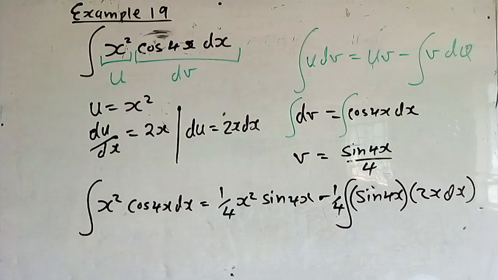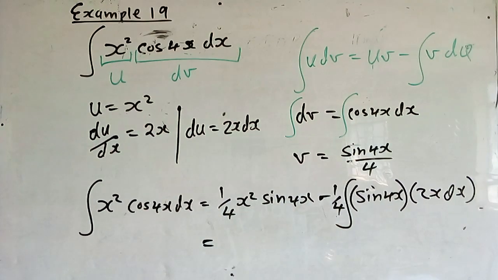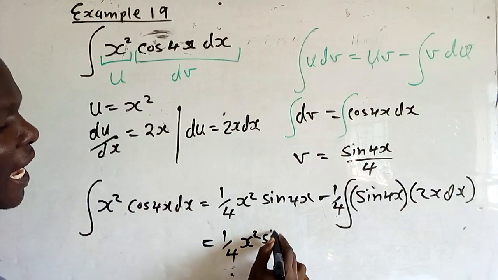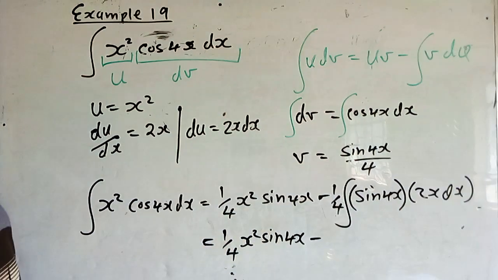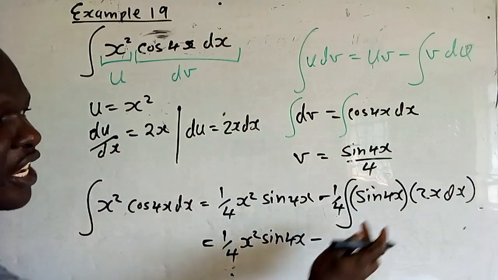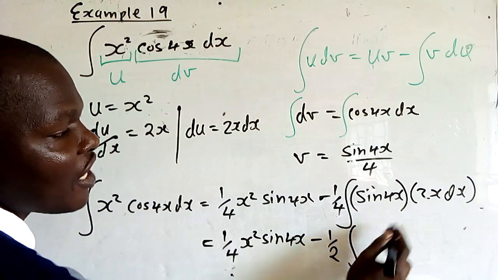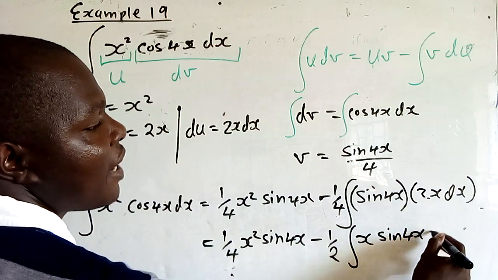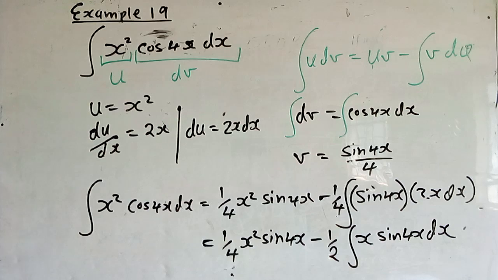Okay? Yes. So if you simplify that, what do you have? We have 1 over 4 x squared sin 4x minus 2 times 1 over 4, so you get 1 over 2. You take this constant outside, so you remain with a half integral of x sin 4x dx. You simplify that. Are we together?